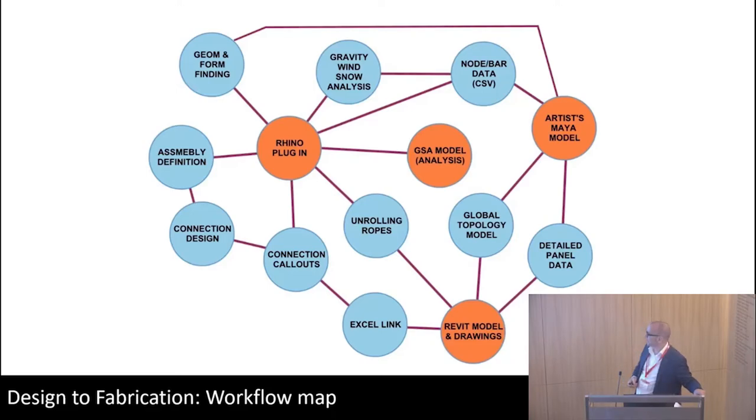So the pieces in orange are the main tools that we used to drive the input and the output. And the blue is what we got as a result of all that. So, a complex workflow map that was created by a brilliant engineer from my team in Seattle, a guy called Clayton Binkley, absolutely amazing guy. But the whole idea was really to try and take this digital environment and get it to fabrication in a way that could be understood by the workmen.